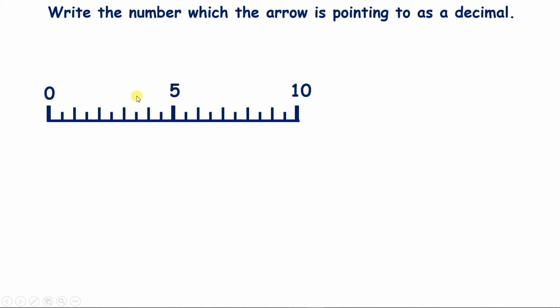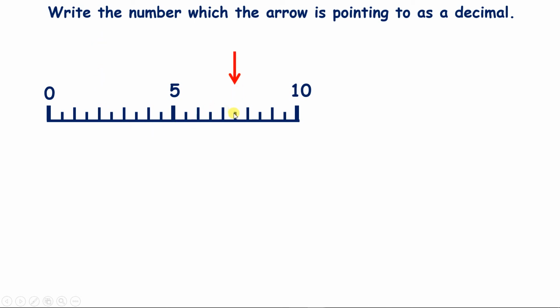Now here we have 0, 5 and 10 labelled, and we've got larger lines and smaller lines. So to get from 0 to 5, there are 1, 2, 3, 4, 5 larger lines, which means each larger line is one whole. So this arrow is pointing to 1, 2, 3, 4, 5, 6, because it's pointing to a larger line, and we know that the larger lines stand for one whole. So which number is the arrow pointing to here? Well, it's pointing to number 2.